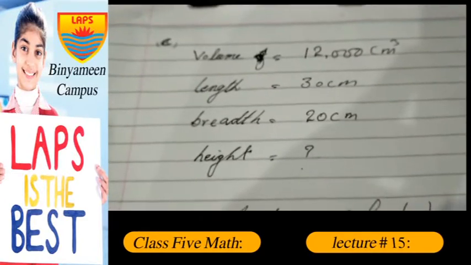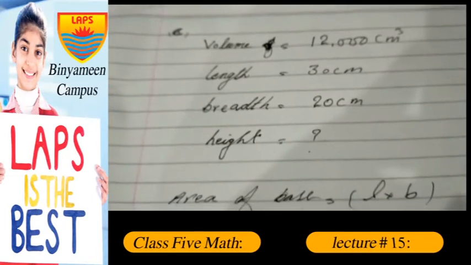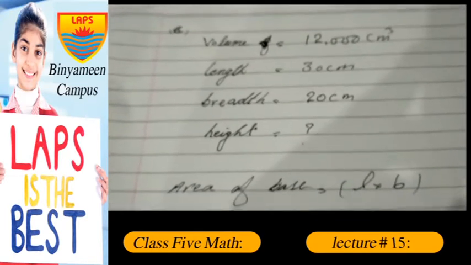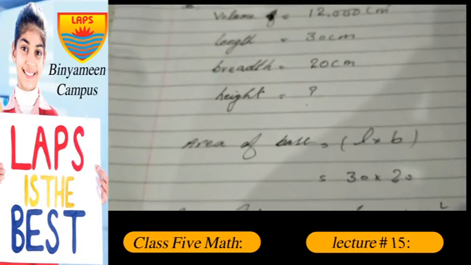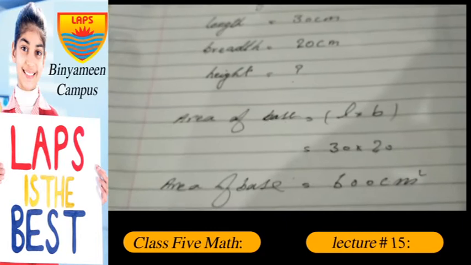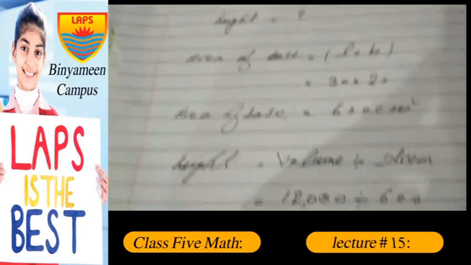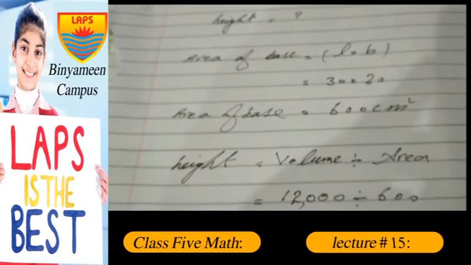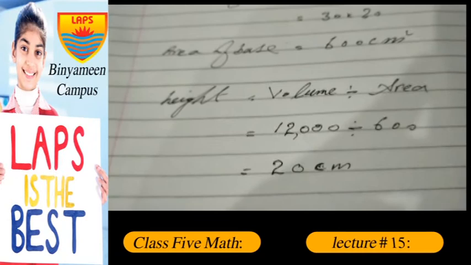Solution. Volume 12,000 centimeter cube, length 30 centimeter, breadth 20 centimeter, height to find out. Area of base is length multiplied by breadth, 30 multiplied by 20, area of base is 600 centimeter square. Now height is equal to volume divided by area of base, 12,000 divided by 600, we got the answer 20 centimeter.